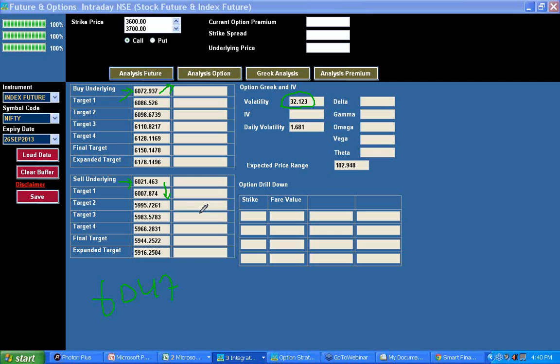This is what I'll be doing. Assume I have gone to 6073 level. 6073 I crossed. So what is the nearest call option? Here I'll be just going for 6050, which is the nearest option. Premium is 67. Analyze option.